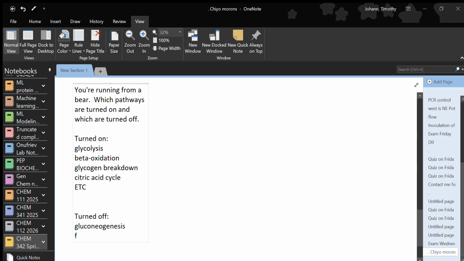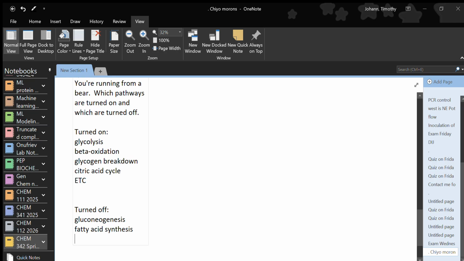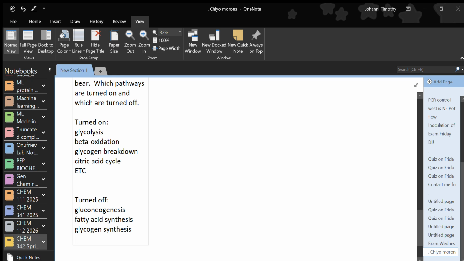Glycogen synthesis. Fatty acid synthesis. Would nucleic acid synthesis even be relevant to this, or is it separate? Not really. We haven't talked about it. It's not really related to energy. These are the ones we've talked about, right? Your body's not going to focus on growth sorts of things if you're running from a bear, so I wouldn't worry about those.